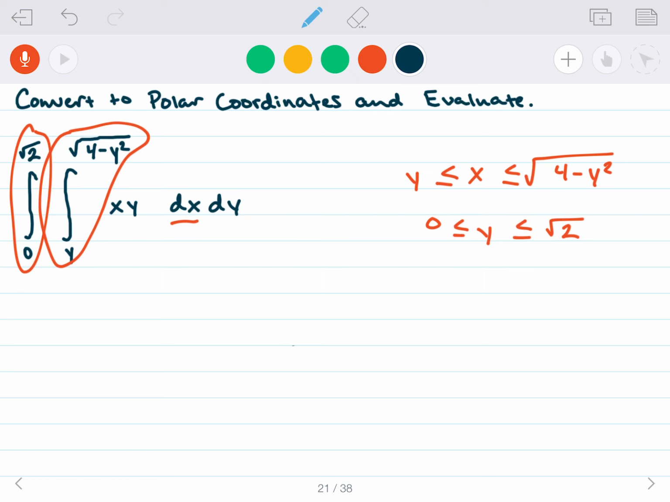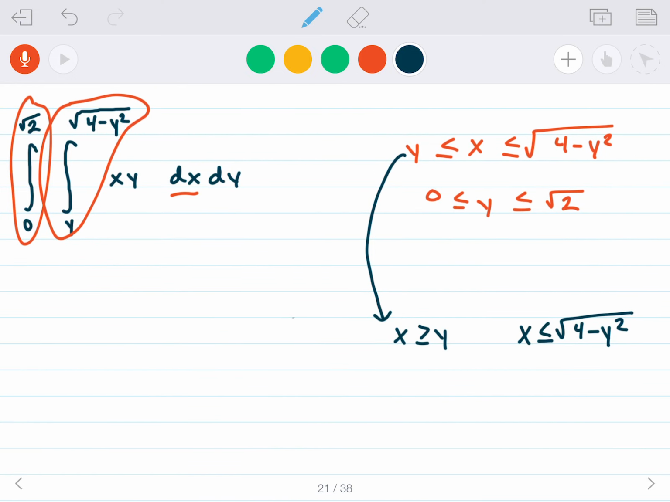Okay, so if I look at this first compound inequality, what I can do is separate them. That might make things a little bit easier. If I do that, I have x is greater than or equal to y, and I also have x is less than or equal to the square root of 4 minus y squared. Okay, so x is greater than or equal to y.